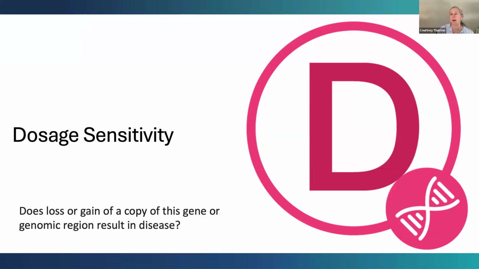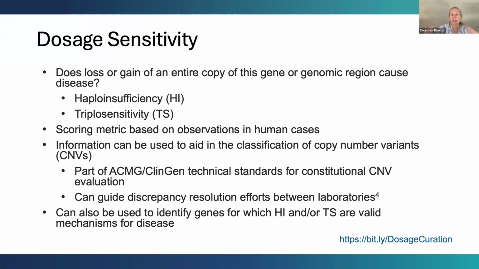So one of our other main activities is dosage sensitivity. It's one of our first curation activities that started, and it really assesses whether or not loss or gain of a copy of a gene or genomic region can result in disease. Unlike gene disease validity, where we can take in many different aspects of it, including specific variations, as well as having haploinsufficiency, this is really looking at loss of one or a gain of another copy of that gene.